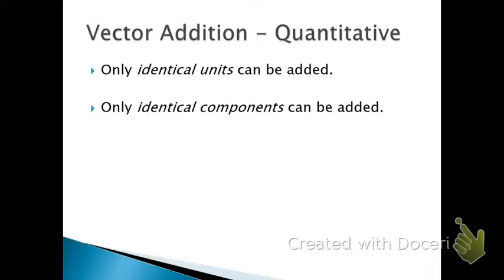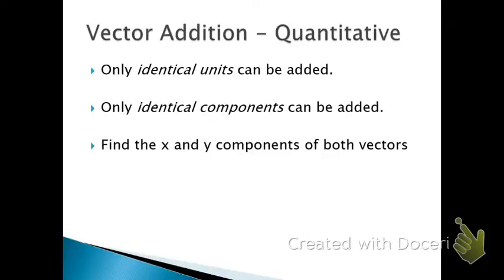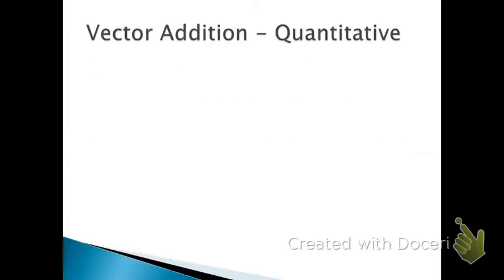Not only that, only identical components of vectors can be added. So I cannot just straight up add an x component with a y component. I can't add a vector that's going up and to the right with a vector going up and to the left unless I first break them into pure x and y and move from there. So, the way to go about it: find the x and y components of both vectors you're trying to add together.